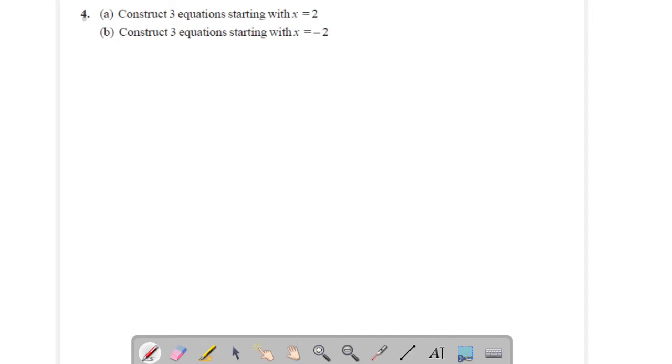Now come to question number 4. See A part. Construct three equations starting with x is equal to 2.